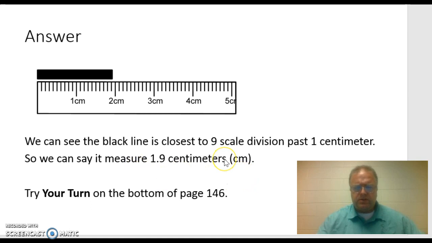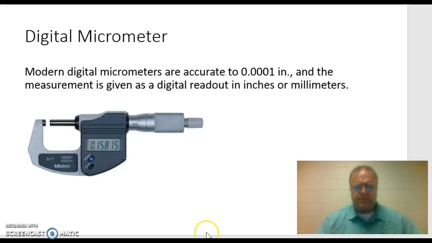So try your turn on the bottom of page 146 and try to do some different measurements there. Moving on, we can talk about digital micrometers. The modern ones that are used right now are accurate to within 1/10,000th of an inch. When I say 1/10,000th, I got that by seeing that here's my decimal point, and I have tenths, hundredths, thousandths, ten-thousandths. So that would be 1/10,000th of an inch.